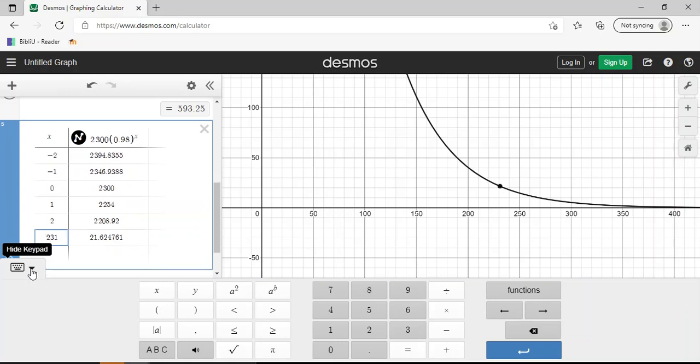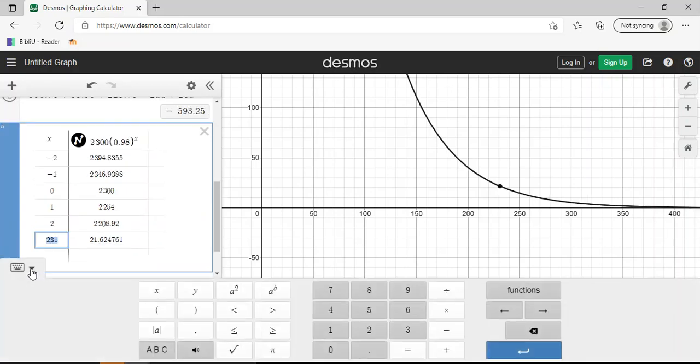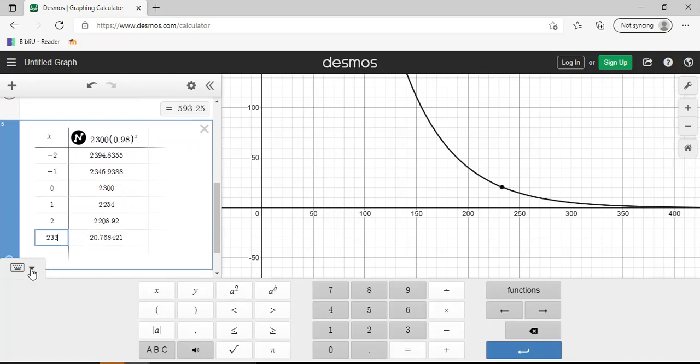Now I'll explain to you why I'm typing in these numbers. Let's see, 232. 233. Look like 234. 235. Yeah, about 235 payments.